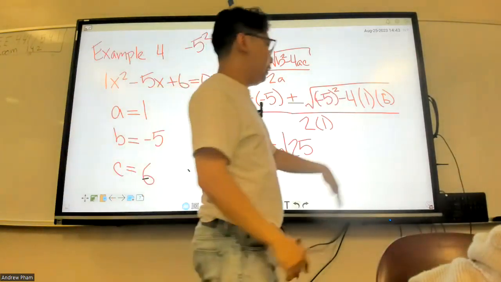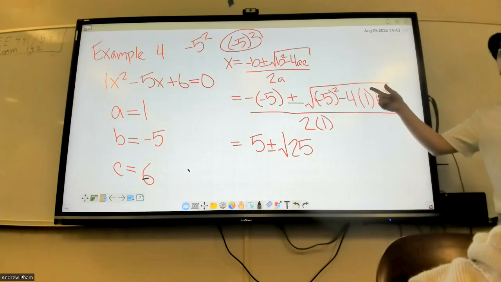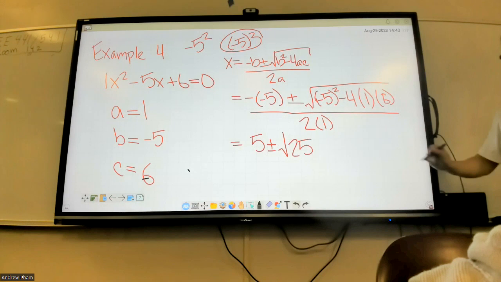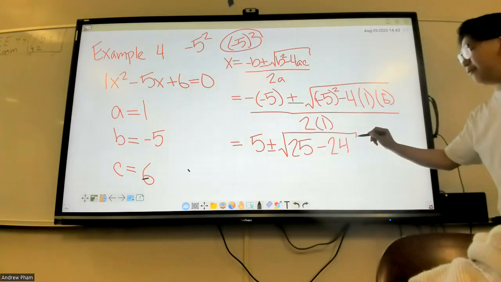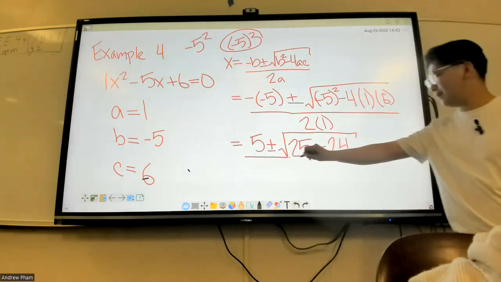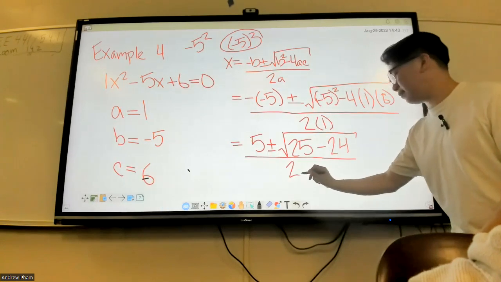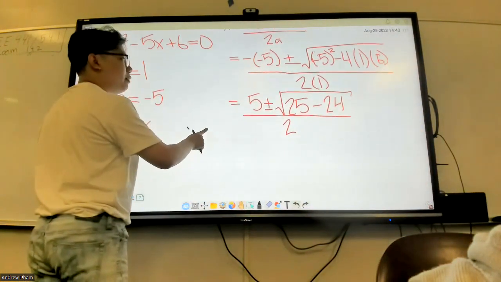All right, over here, negative 4 times 1 times 6. What does that give me? Yeah, negative 24. Going down the row, negative 4 times 1 is negative 4. Negative 4 times 6, I get negative 24. And that's still all underneath the square root. Yes. And then all over 2. I'm going to scoot this up.